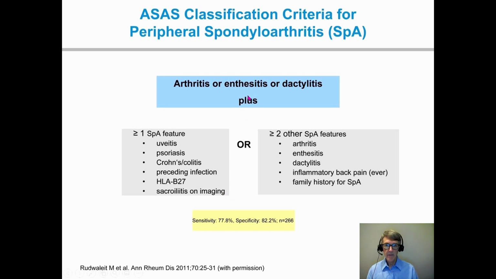If they have one of these and none of these features, then we look for another one of these features. So if they have an arthritis and none of these features, but there's an enthesitis, we might classify likewise, enthesitis with an arthritis, etc., history of inflammatory back pain, and a family history of an inflammatory spondyloarthropathy.